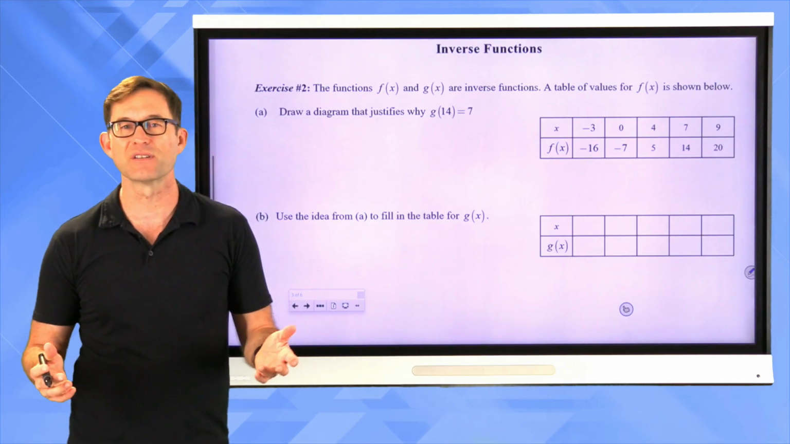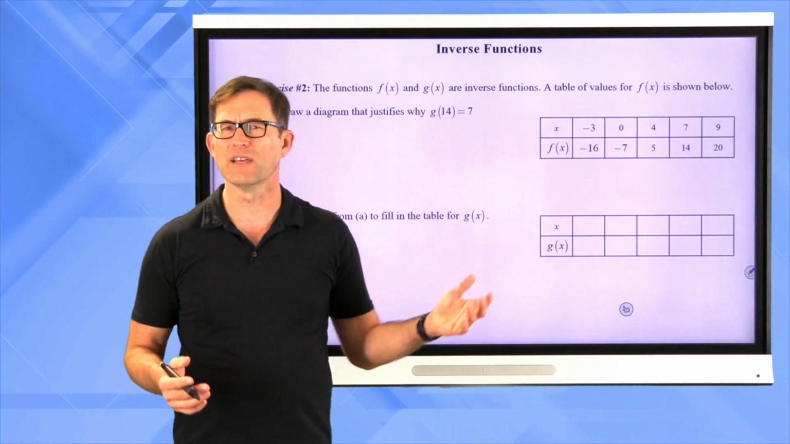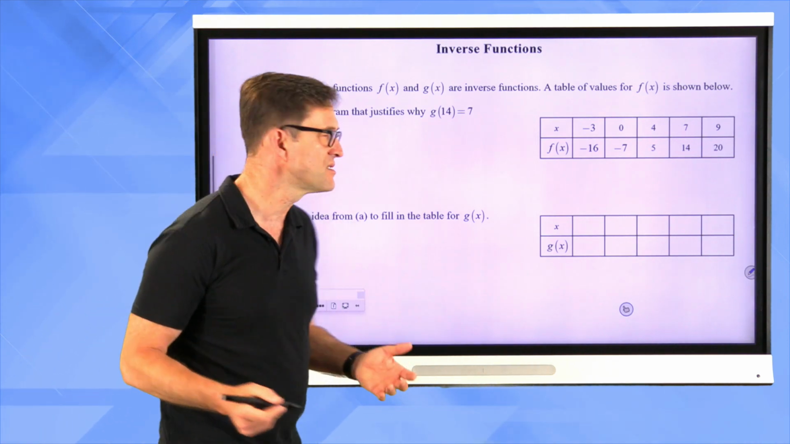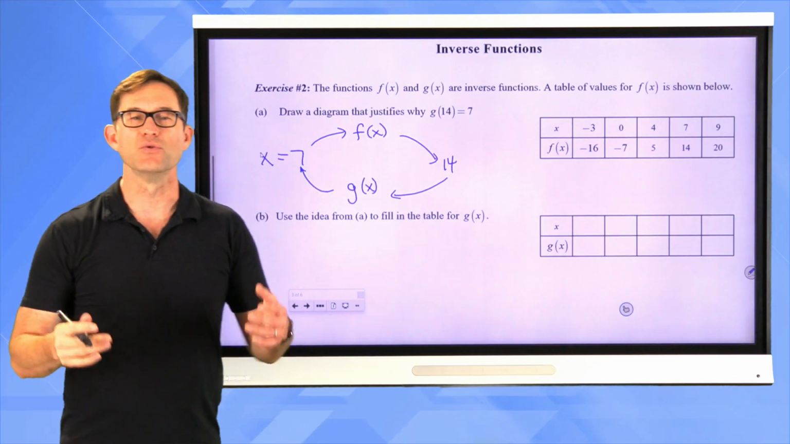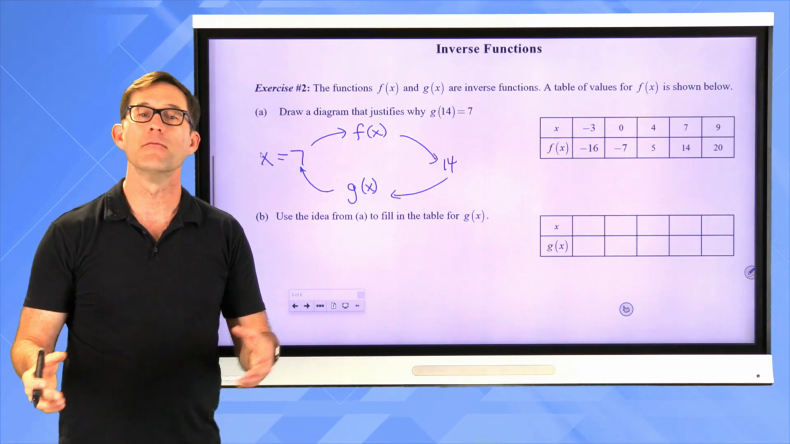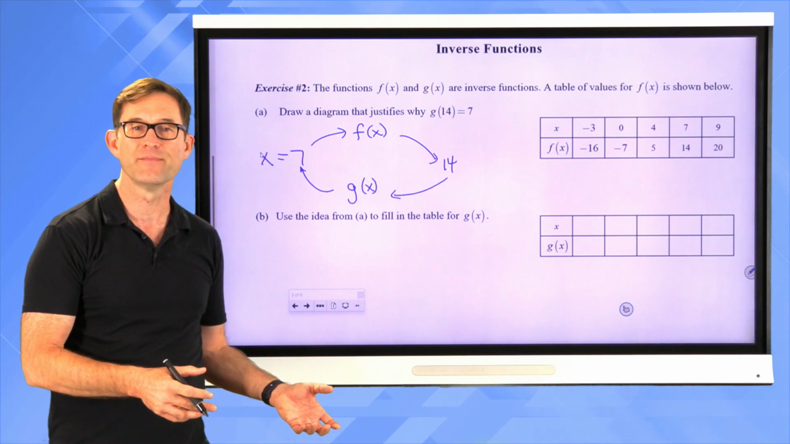All right, well, let's do this together, right? g of 14 must be equal to 7. Well, it's this simple. If I've got x equals 7 and I plug it into the function f of x, what comes out is an output of 14. Now if I take 14 and I plug it into g of x, what must come back out is 7, right? So g of 14 must be equal to 7.